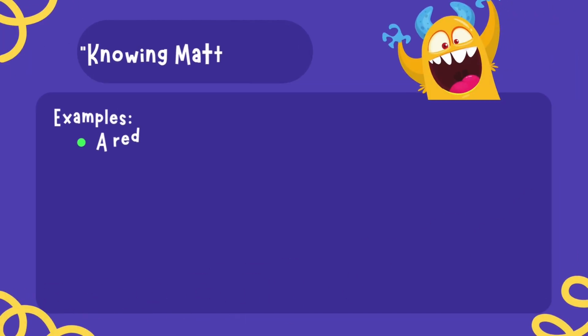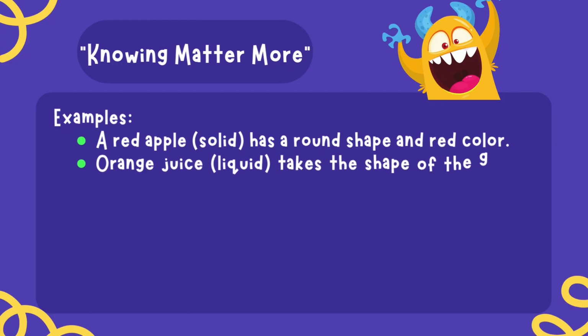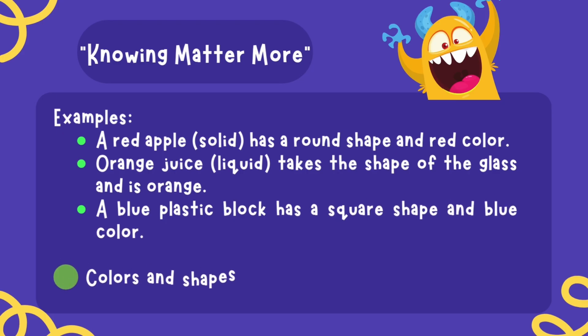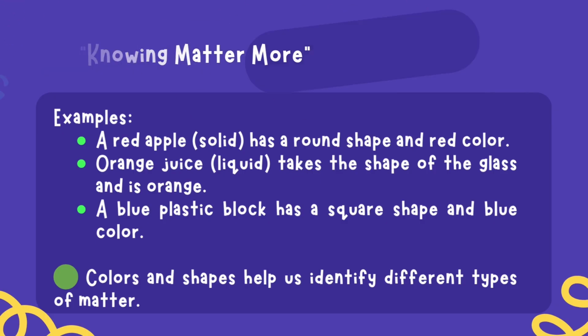Okay, so for example, a red apple, a solid one, has a round shape and red color. So nadi-describe natin yung apple based on its shape and its color. Orange juice, okay, it's a liquid, takes the shape of the glass and is orange. A blue plastic block has a square shape and blue color. Colors and shapes help us identify different types of matter.